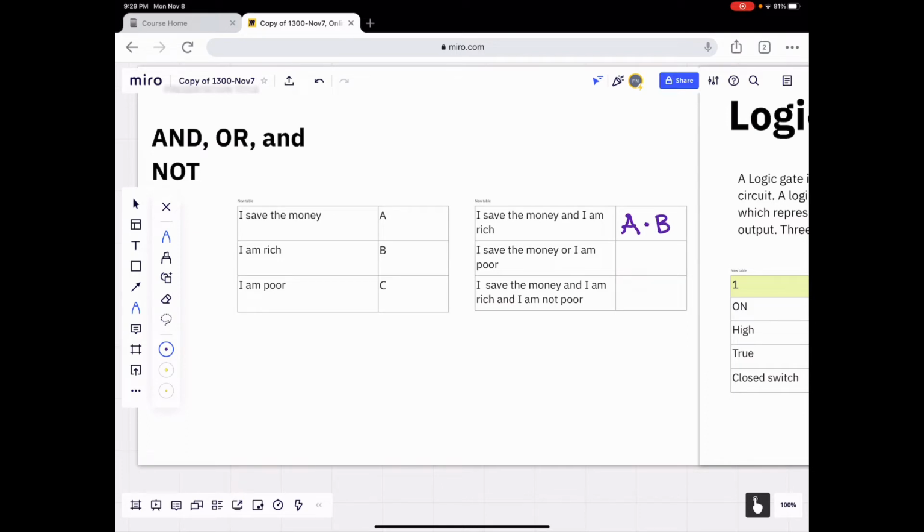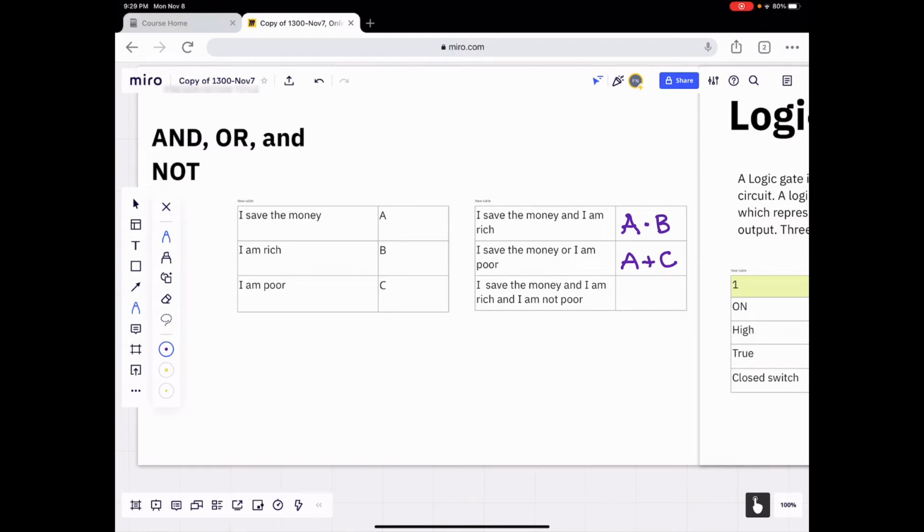And I save the money or I am poor. The word or represents addition. So I write I save the money, which is A, or I am poor, which is C. In this case the word or means addition. In algebra we call and the intersection and or the union.